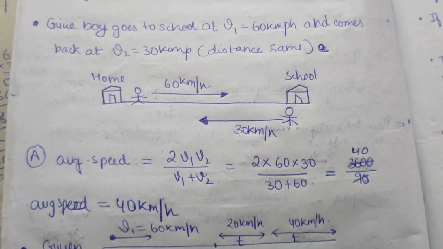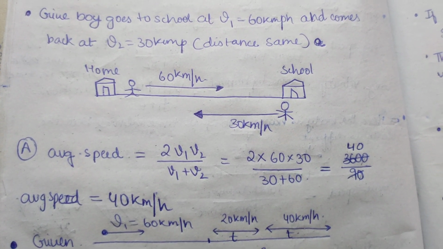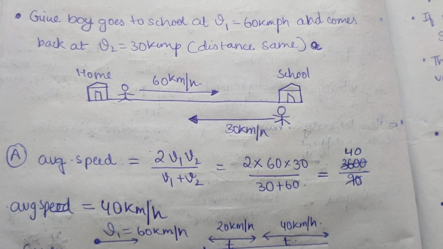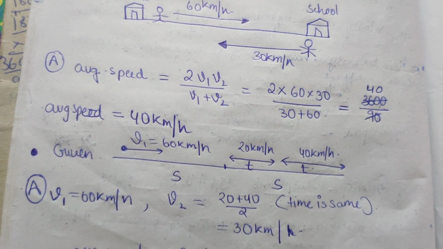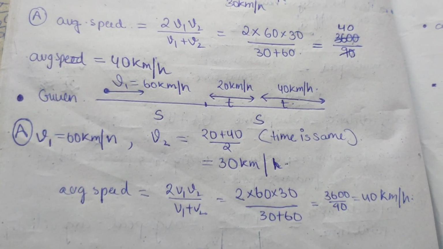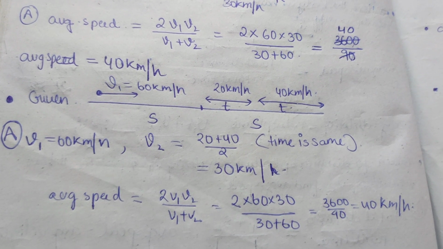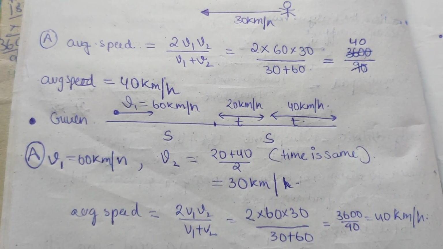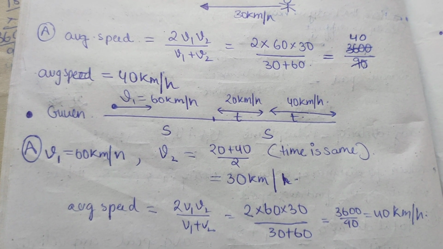Here you can see the situation. So here we'll use average speed equal to 2v1v2 by v1 plus v2, which equals 40. Then the second question: here you can see in the straight line, the distance is divided into two equal distances.